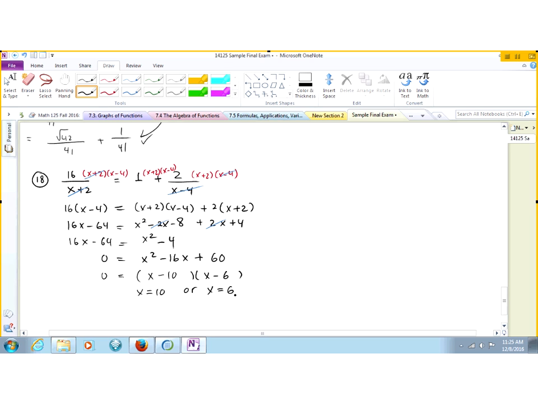Now, are both solutions? Yeah, because they're in the domain, so you don't have to check. You just have to make sure this one doesn't make the denominator here equal to 0. Yes, so this is a solution. It doesn't make it 0. How about x equals 6? Is it a solution? Yes.